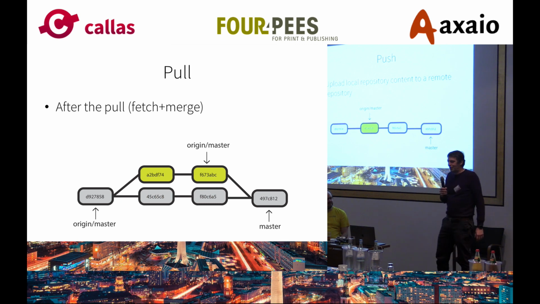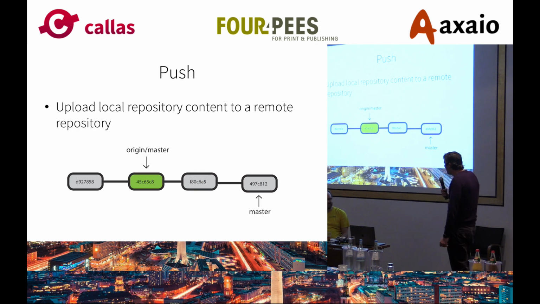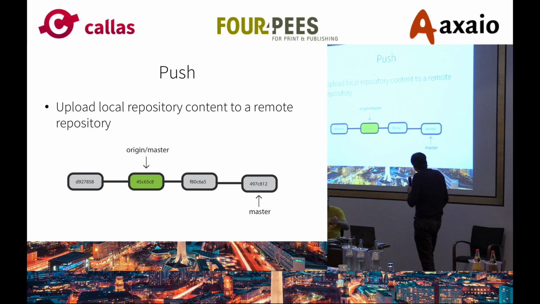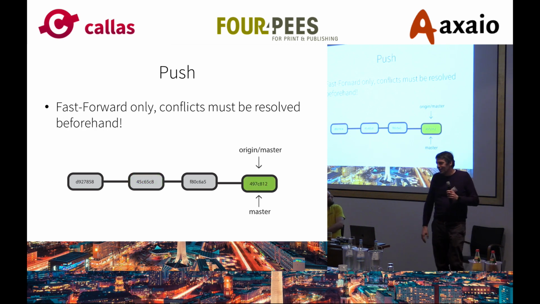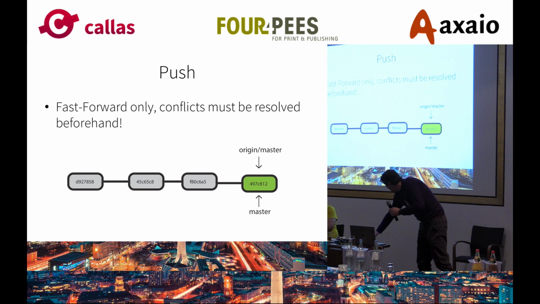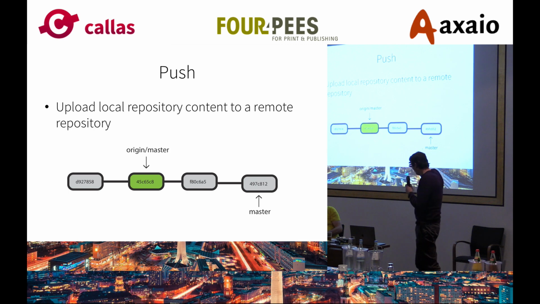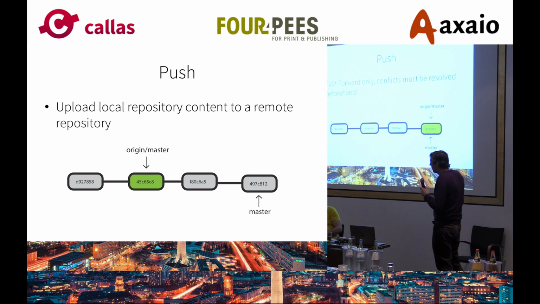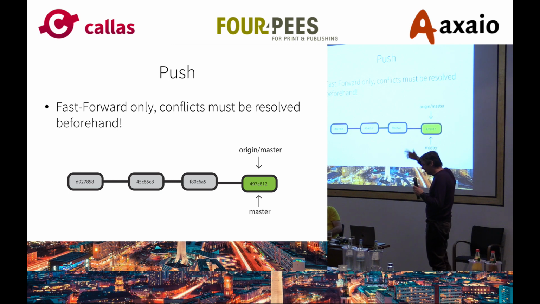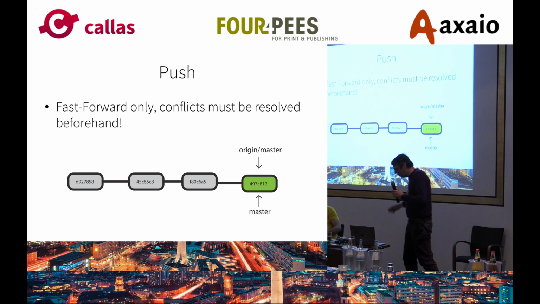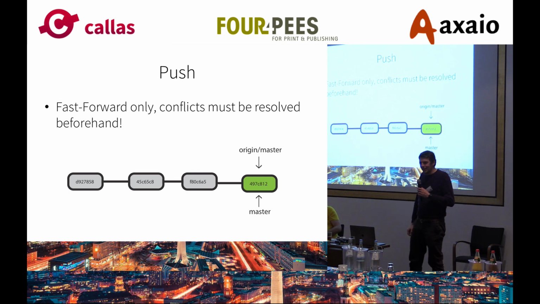Okay, so now the other way around. How can I submit my changes to a remote repository? So it's called push, and a push will just move. In this case, we have no conflicts, so that's easy. It will just move the origin master pointer to my repository. Actually, it will upload the files and will find there are no conflicts, and it will just move the pointer forward.